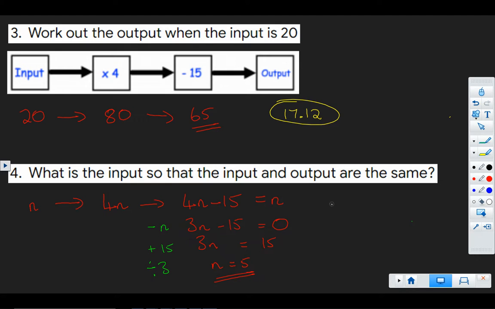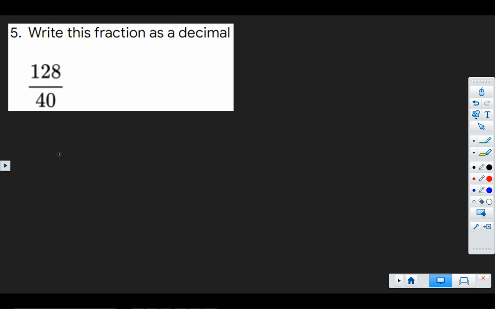And let's just check that. 5 multiplied by 4 is 20. Take away 15 is 5. Good. And a nugget with a bit of solving practice is 19.06.